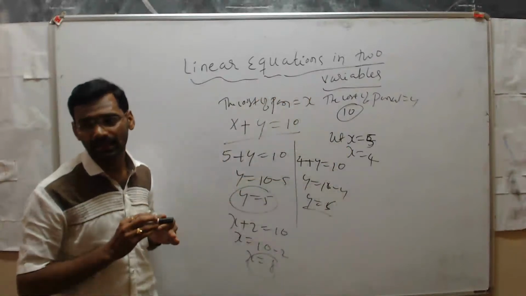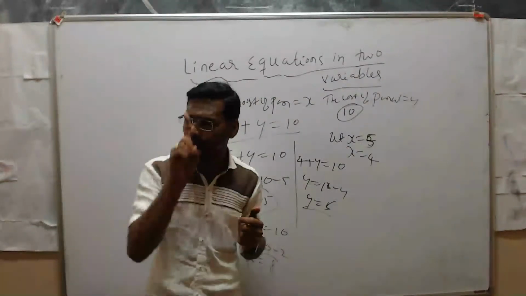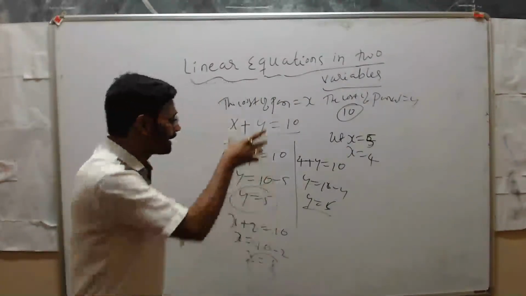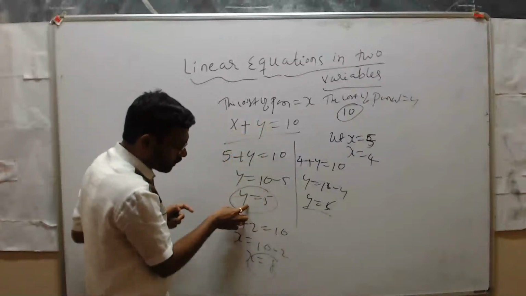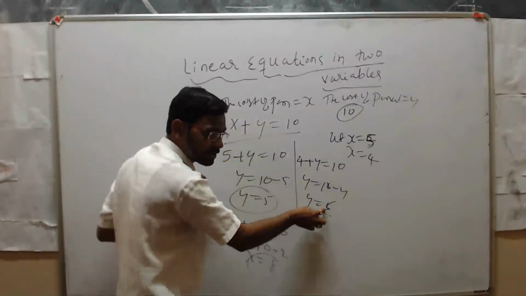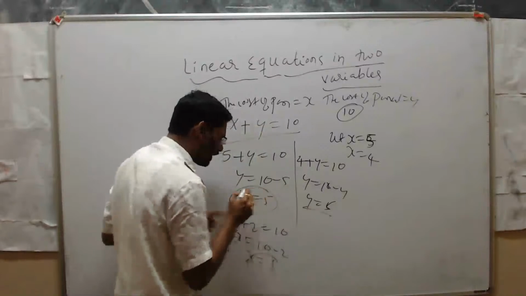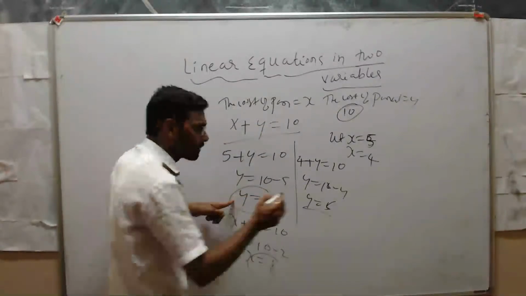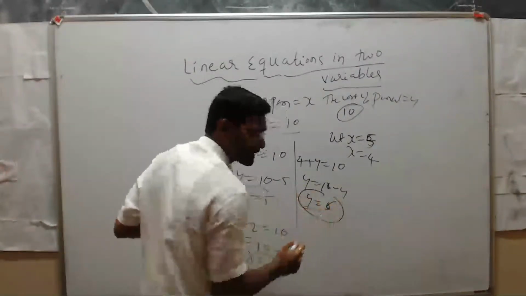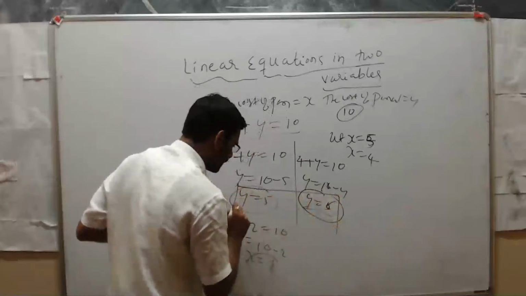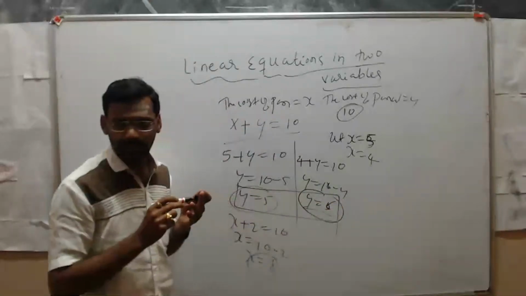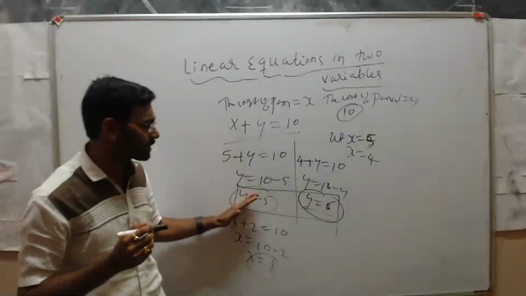A linear equation in one variable has only one solution, a unique solution. But this equation, how many solutions? Here is also one solution, here is also one solution. In the first situation y value is 5, in the next y value is 6. It means different solutions. Linear equation in two variables has how many solutions?